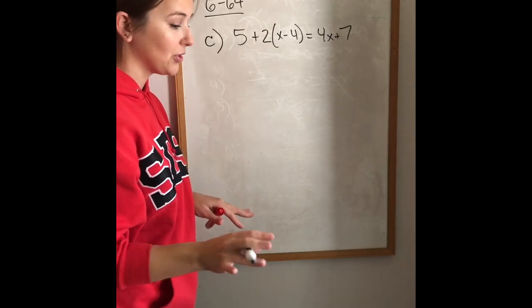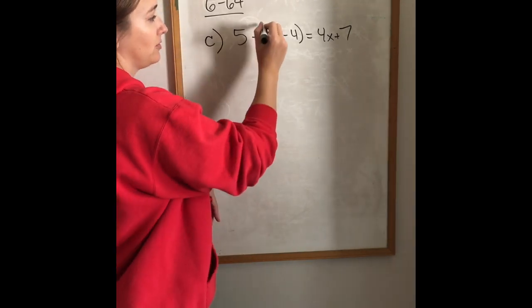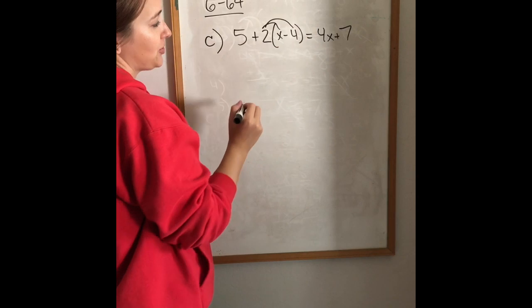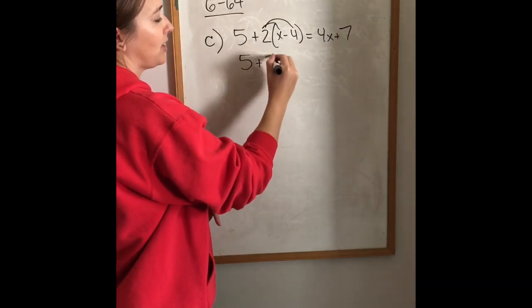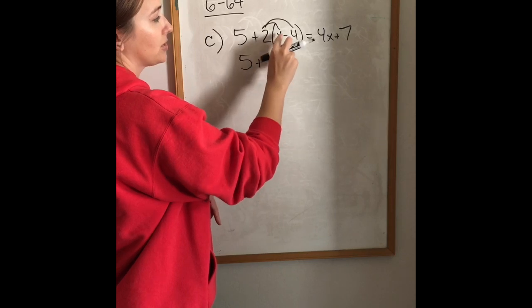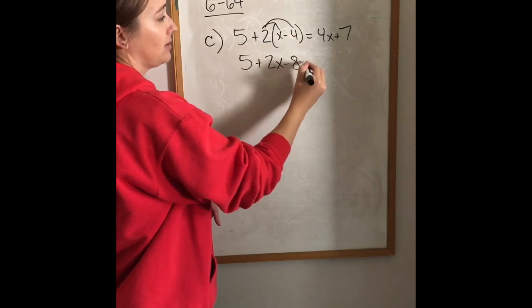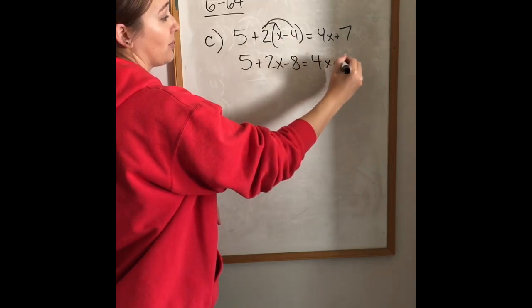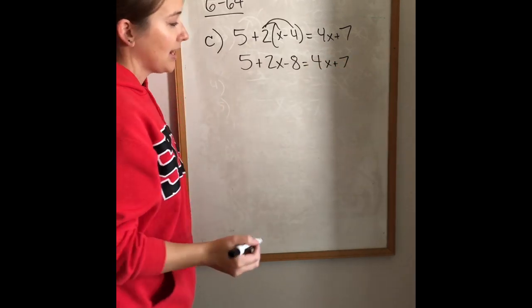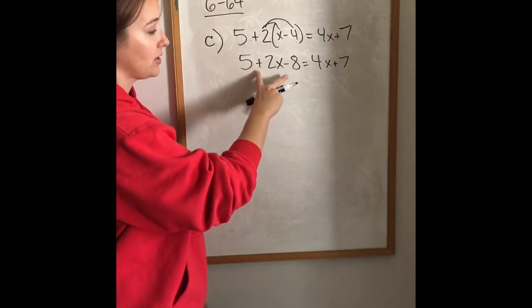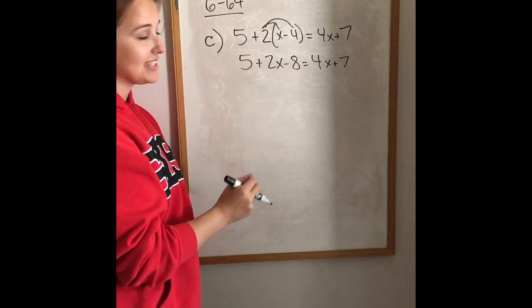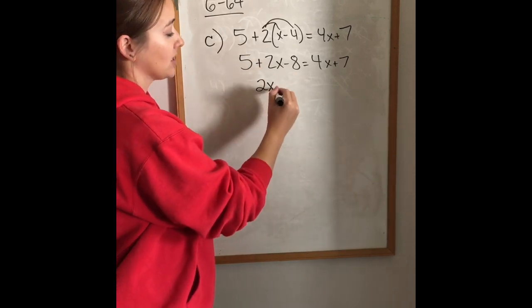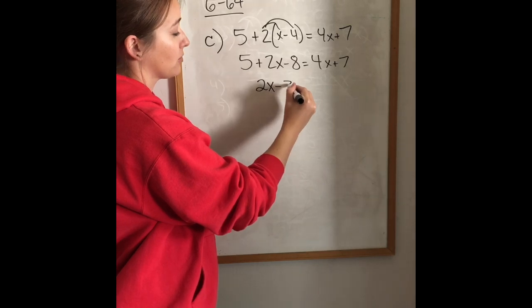First thing I do before I do anything is I distribute that 2 to everything inside the parentheses. So I'm left with 5 plus 2x. 2 times -4 is -8. And then rewrite everything after. I have like terms that I can combine on this side, the 5 and the -8. So 5 minus 8 gives us -3.